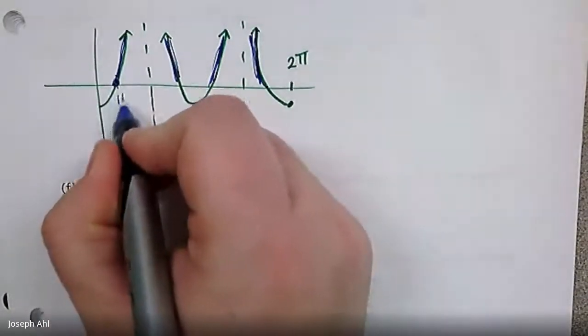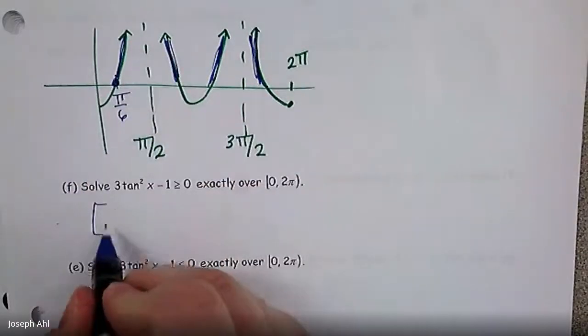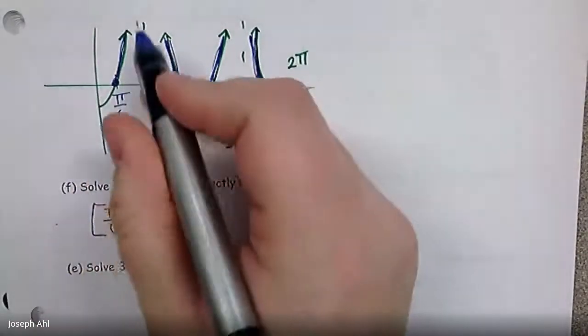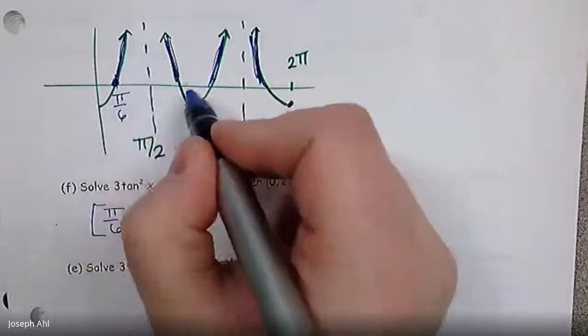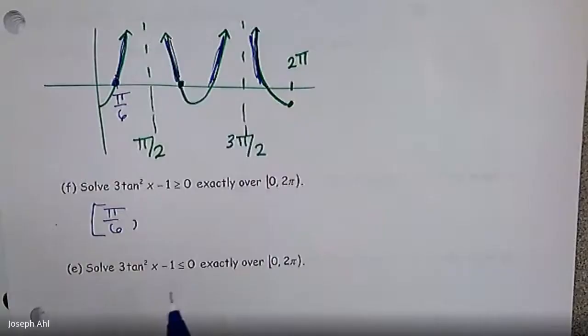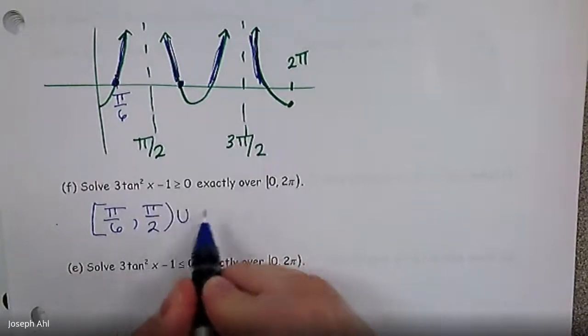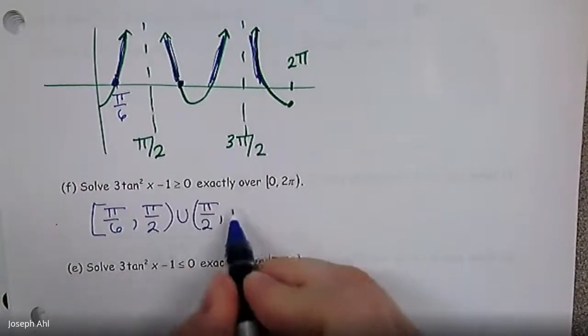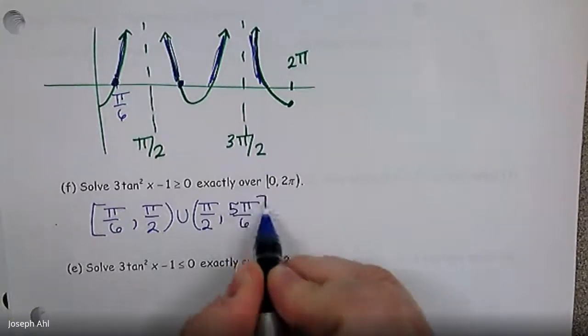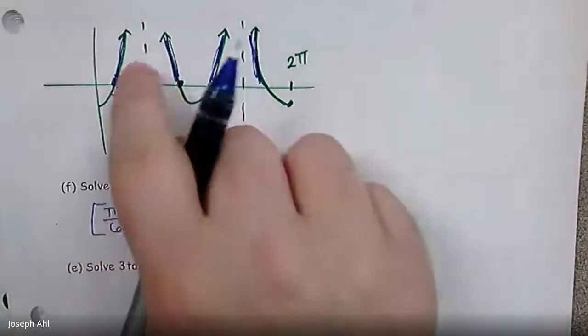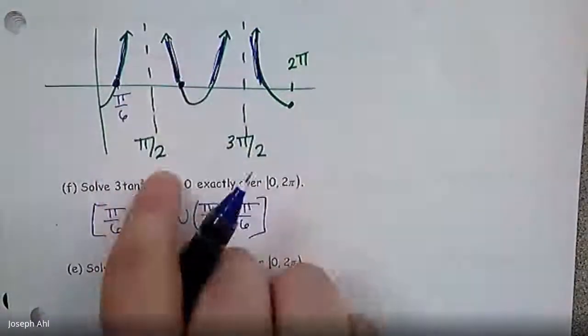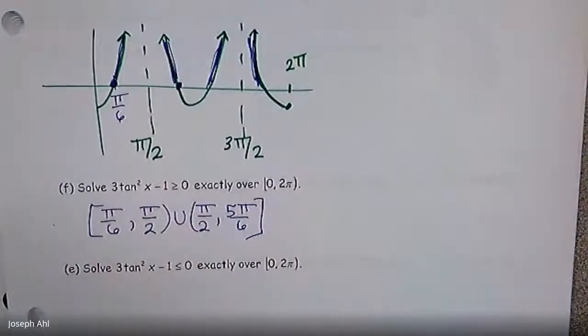Remember, the first solution is at pi over 6. So it's from pi over 6 up until, but you can include the asymptote. We can't just go from pi over 6 to the solution at 5 pi over 6. So we have to jump over pi over 2. We have to exclude that, but it's still positive up until 5 pi over 6. So that includes this piece and this piece, excluding the asymptote in between.